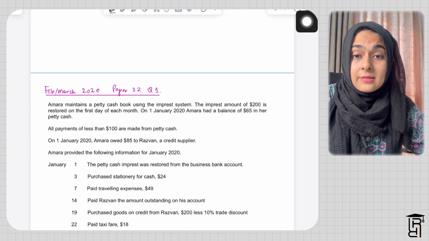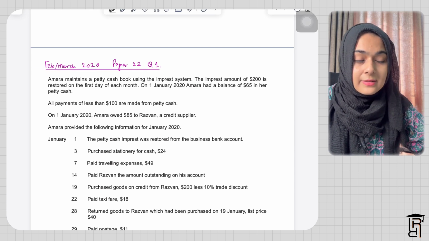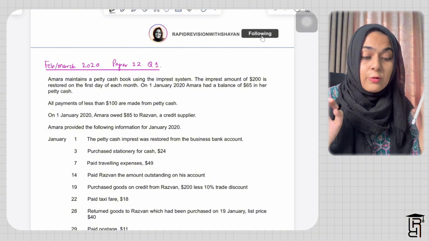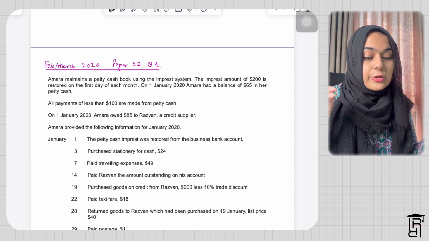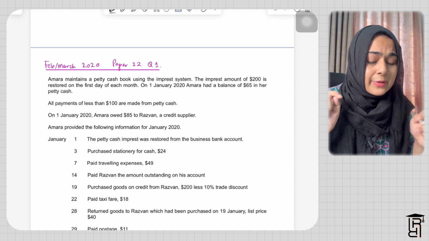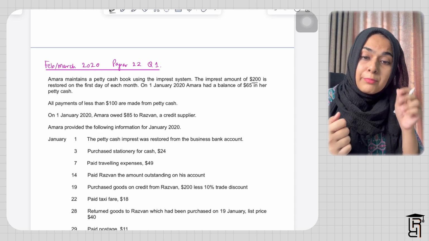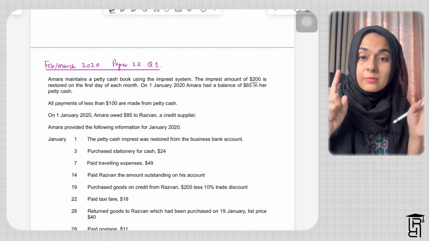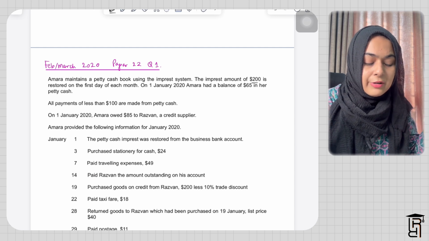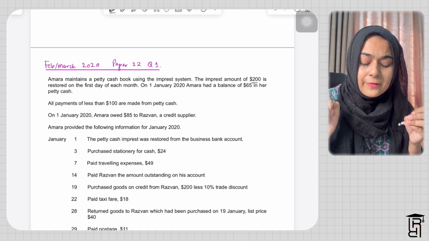The question here says Amara maintains a petty cash book using the imprest system. So I told you guys that the imprest system is that system in which we have some amount that is kept as a float. So let's say we are going to restore this every Monday, for example. I gave this example to you. Here the imprested amount is $200 and is restored on the first day of each month. So the period here is a month. So Amara basically gives $200 to her junior member of staff on the first day of each month.